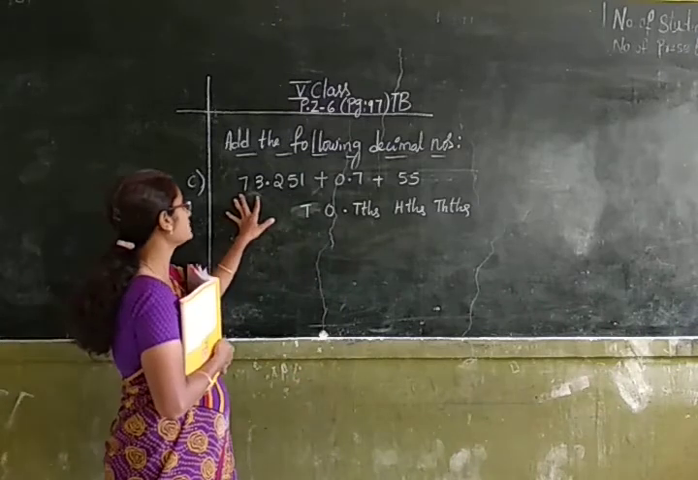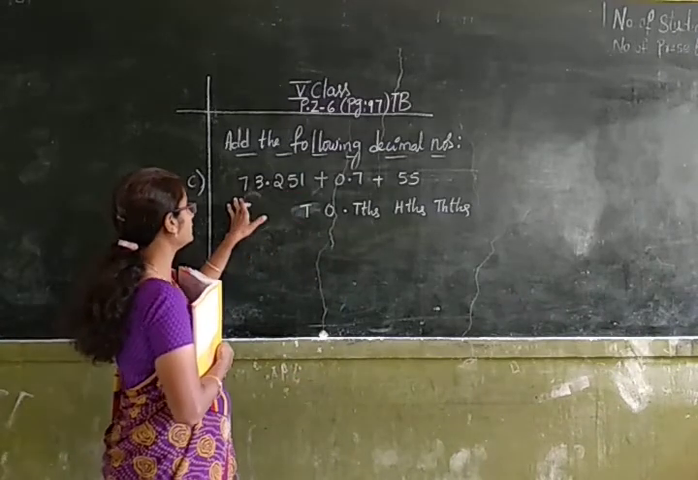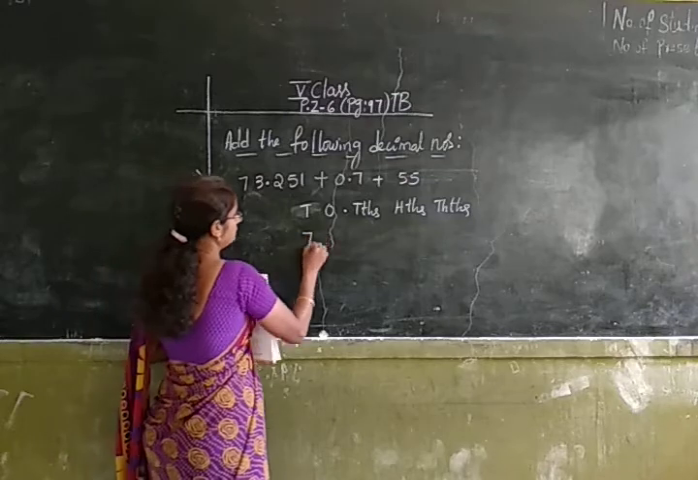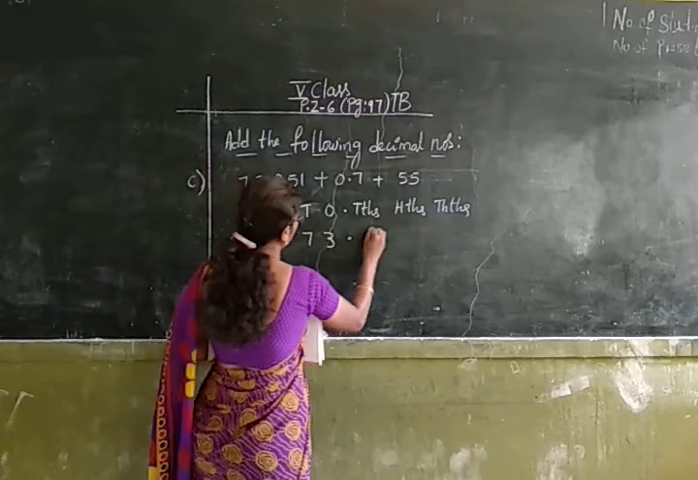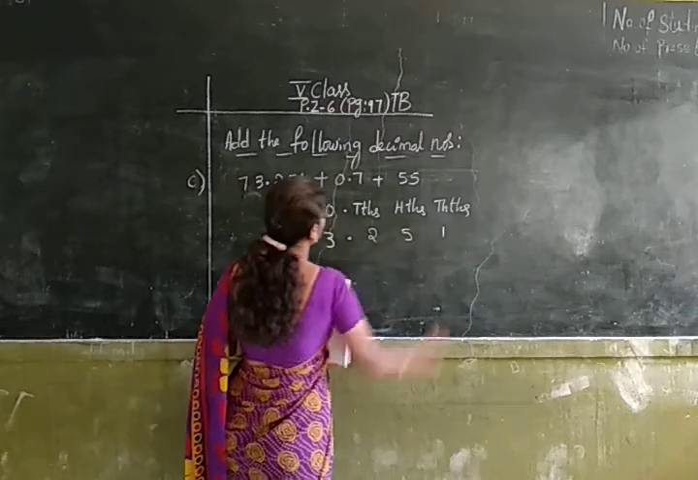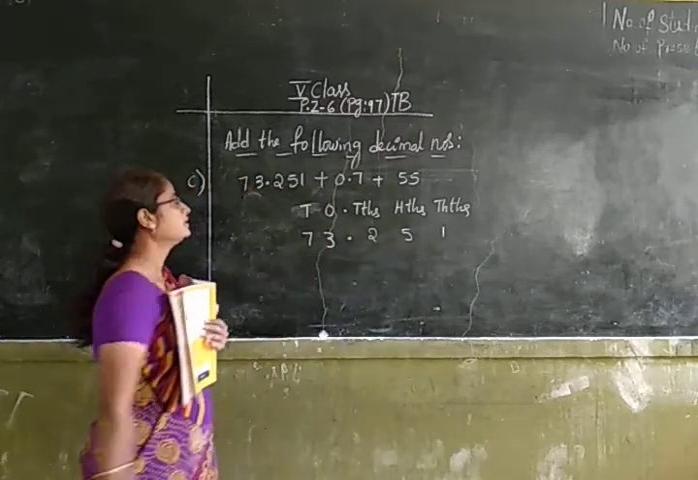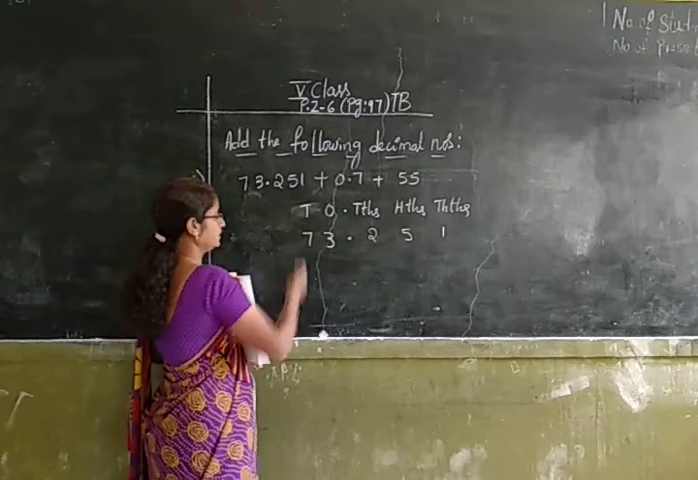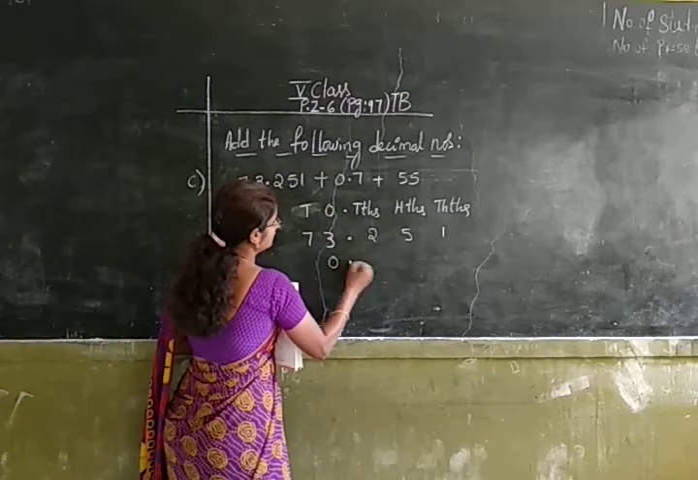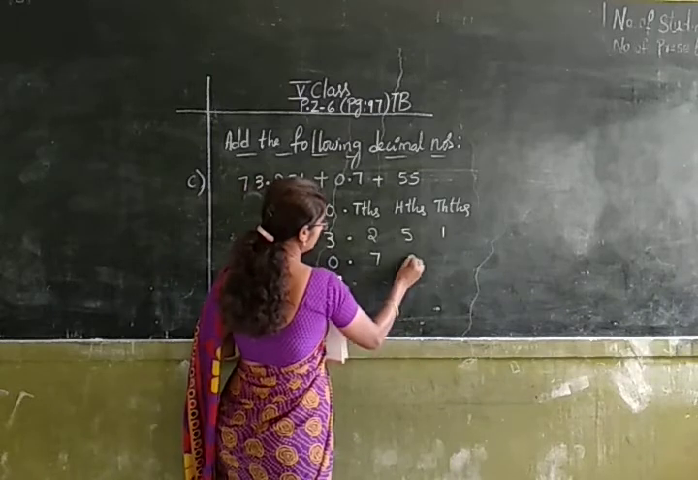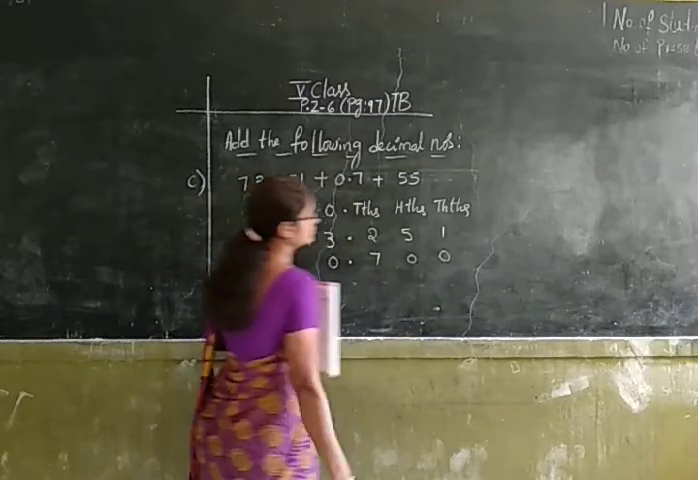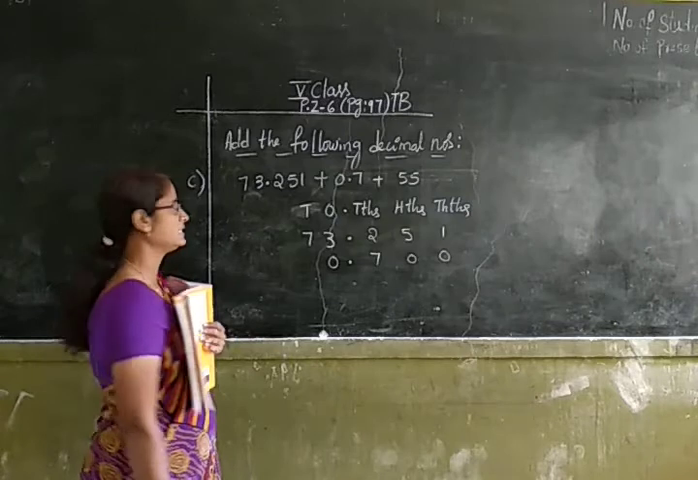The first number is 73.251. It starts from the tens place, so start writing from the tens place. Next let us arrange the next number. It starts from the ones place, so let us write from the ones place: 0.7. Hundredths and thousandths places are not given, so let us write down zeros in those places so that we can add easily.